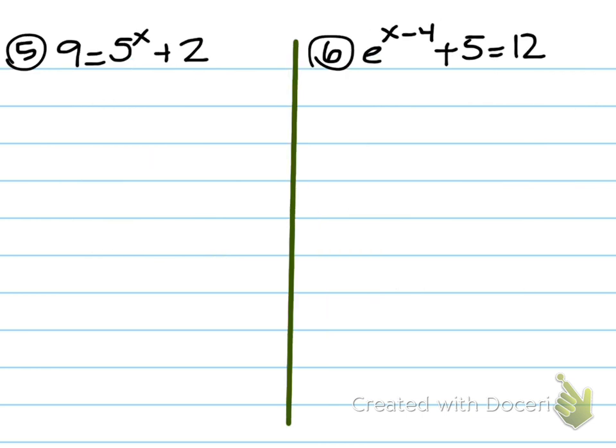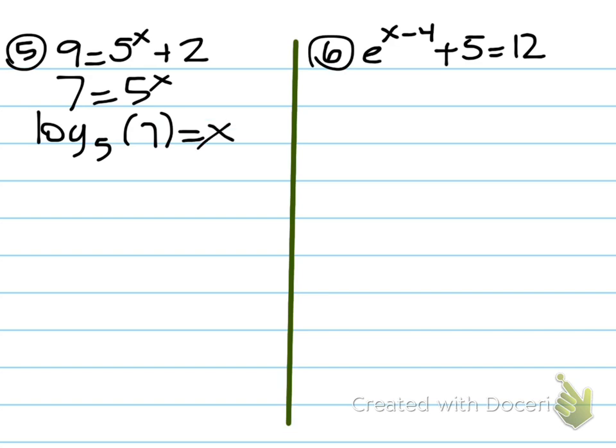All right. First things over here we need to do on 4.2 is to isolate the base. I've done that. I can't get the same base, so I need to convert. So we're going to have log base 5 of 7 equals x. And we're done because x is isolated.